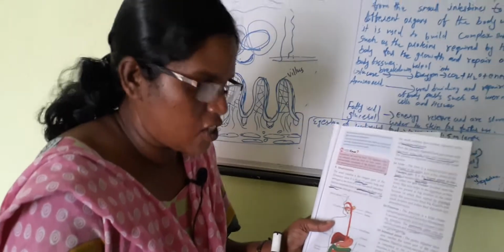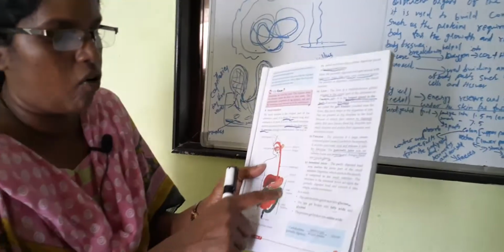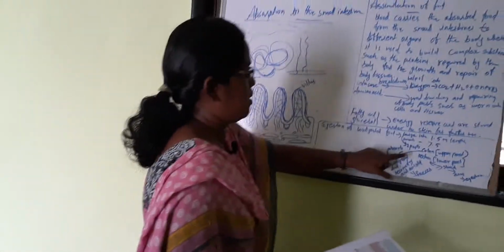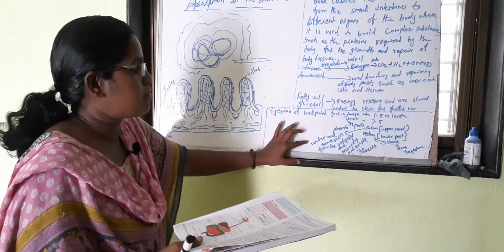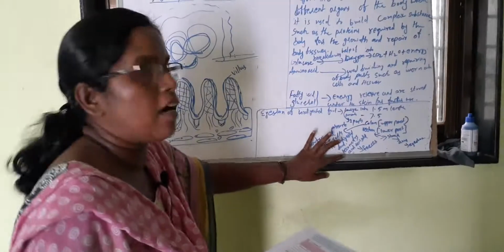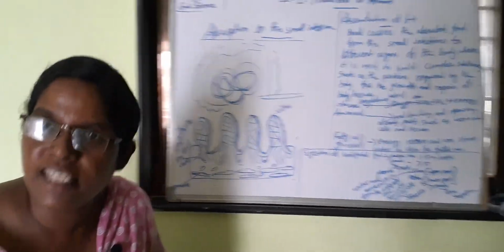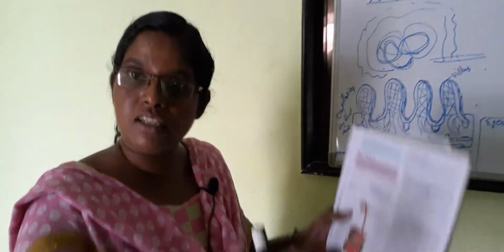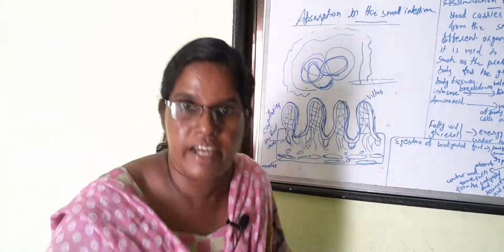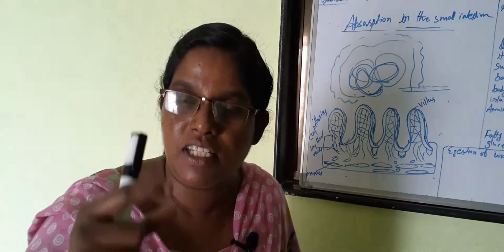The upper part is called the colon and the lower part is called the rectum. In the colon, water and some salts are absorbed from the undigested food, which becomes dry and semi-solid. It is stored in the rectum. When the rectum is full, it is passed out through the anus. That is called feces.